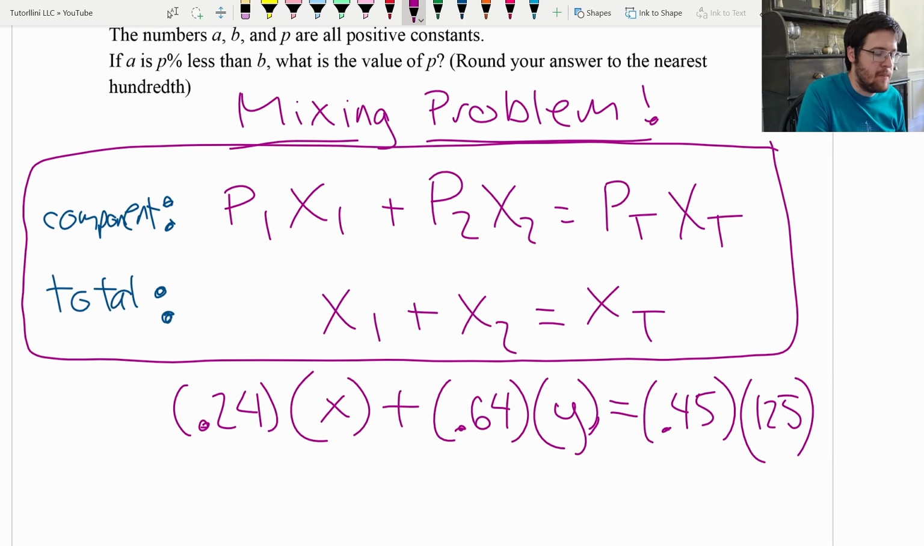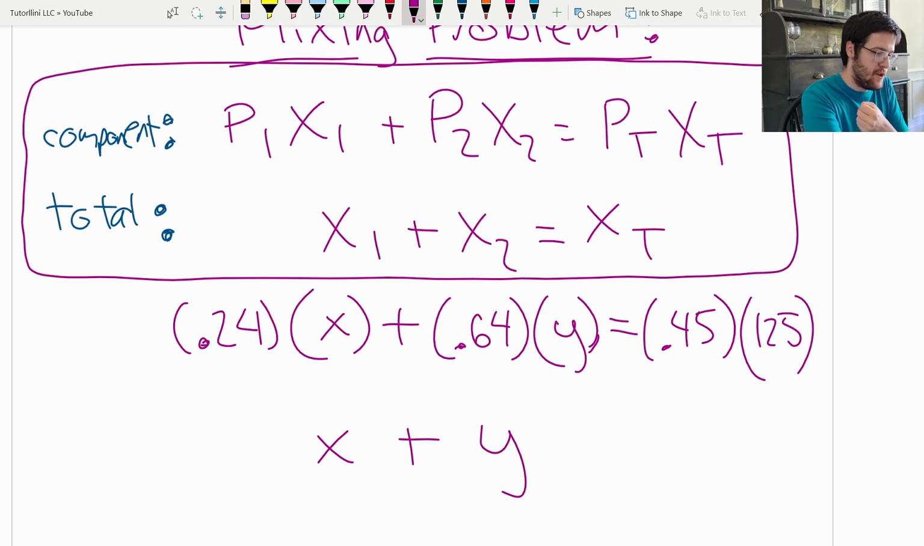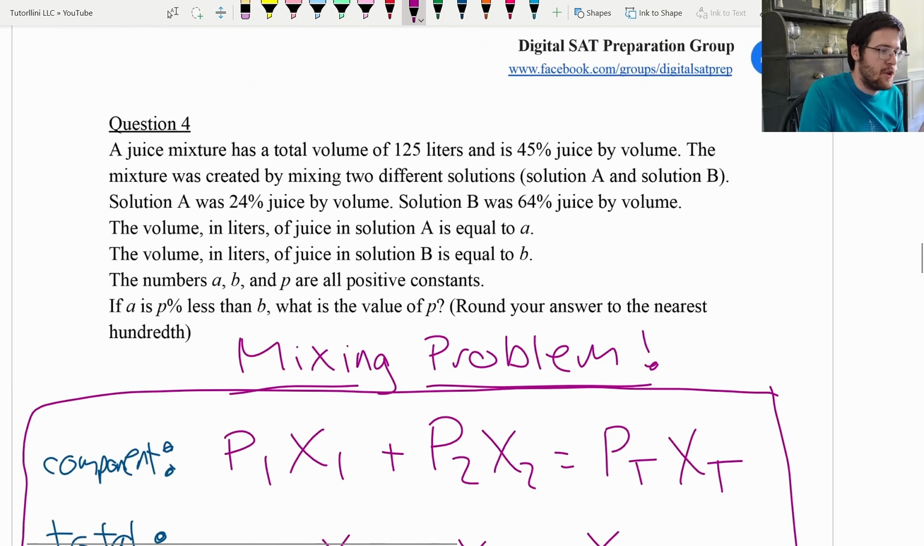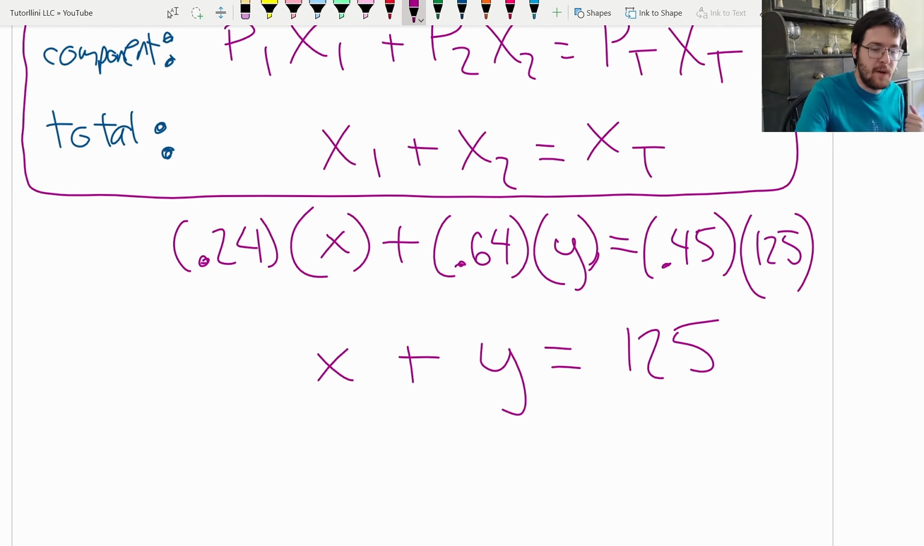Now we're going to do a balance on the total volume. So x1 plus x2, in this case, that's just x plus y. X is the amount we defined in solution A, the total volume in solution A. Y is the volume in solution B. And the final mixture, the new solution, has a volume of 125 liters. So x plus y equals 125. There's still more to do after this, but let's go to Desmos and quickly figure out what x and y are.